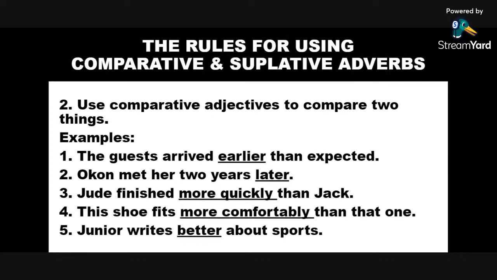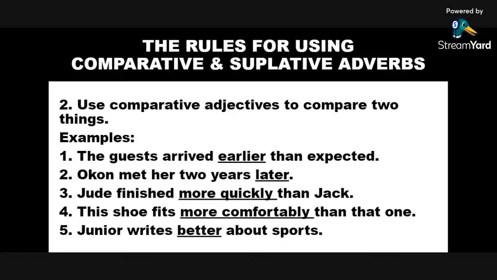Number 3, Jude finished more quickly than Jack. So here we are looking at two persons' performance, Jude and Jack. Number 4, this shoe fits more comfortably than that one. So we are looking at the kind of use or benefit that two shoes provide. And one fits more comfortably than the other.